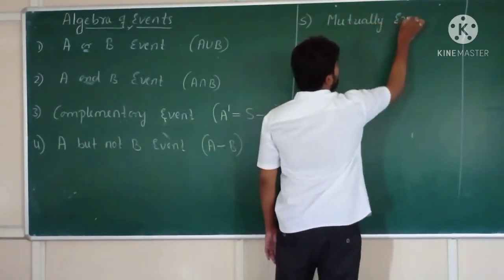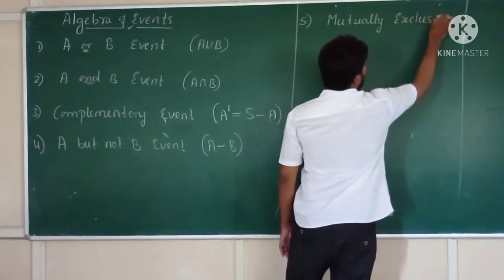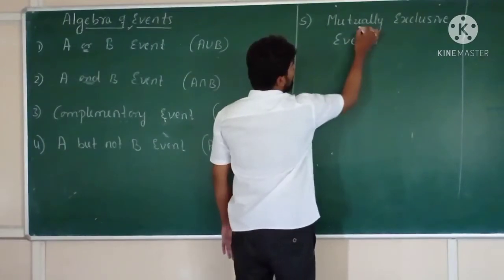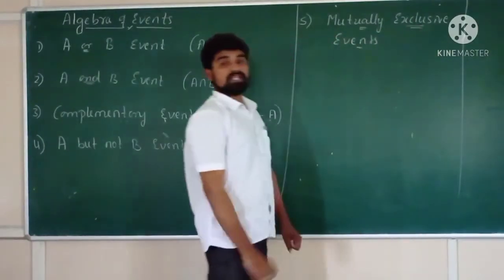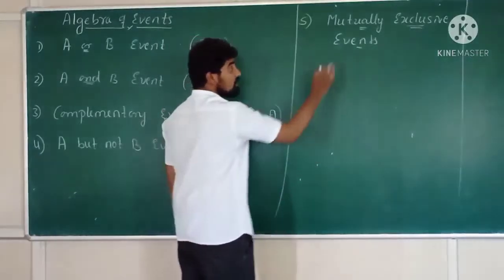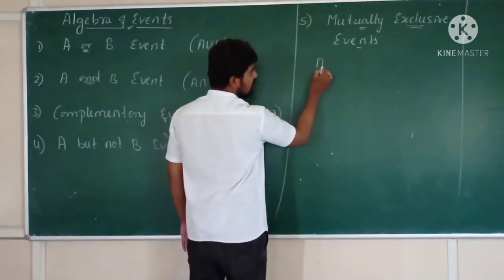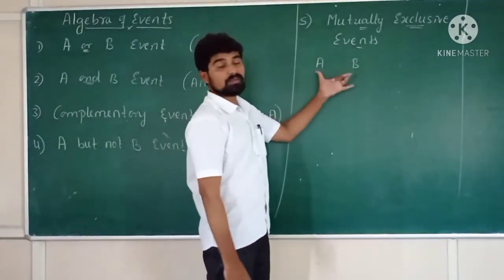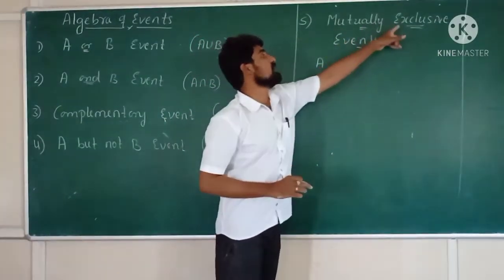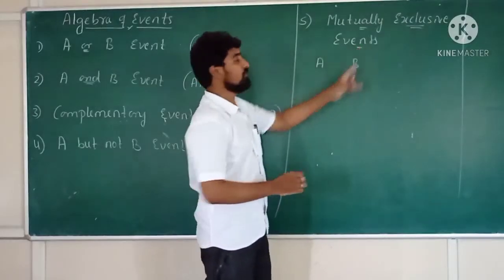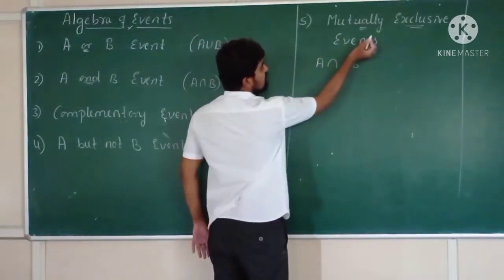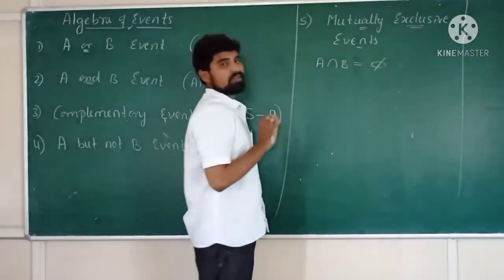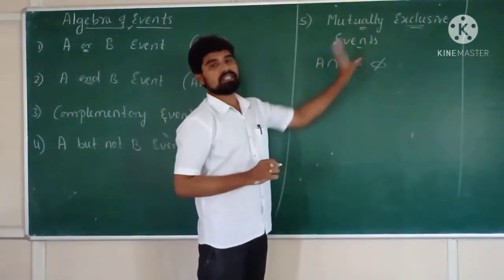Mutually exclusive events. So what is meant by mutually exclusive events? Two events A and B are said to be mutually exclusive events if A intersection B is equal to null set. Then we call these two events mutually exclusive events.